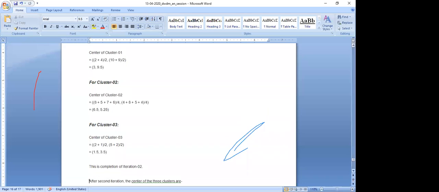So we have completed iteration 2 also. Now the centers are 3, 9.5, 6.5, 5.25, and 1.5, 3.5, and this is your iteration 2 example. In the question itself, sometimes they will give us the clusters and the data points and ask us to calculate for the first iteration. In some questions, they will ask us to calculate for the second iteration.